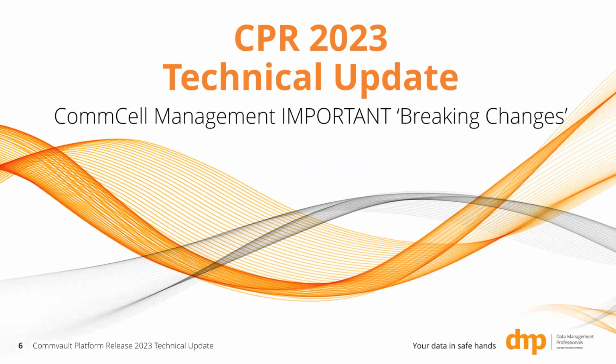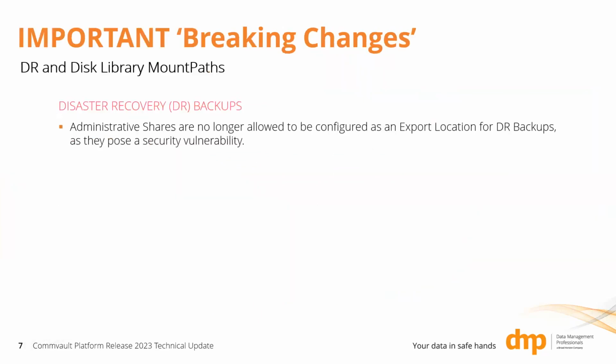So we have some important breaking changes in this release. For disaster recovery backups, administrator shares are no longer allowed to be configured as an export location for DR backups. Commvault does that because of the security vulnerability. Commvault says hidden administrator shares shouldn't be exposed and used by any application.